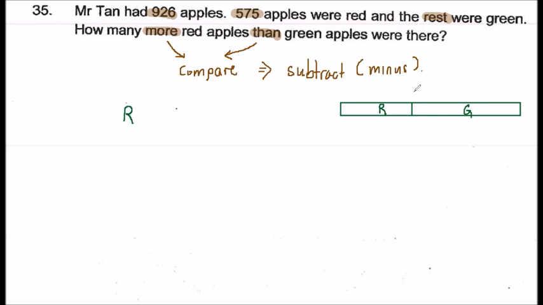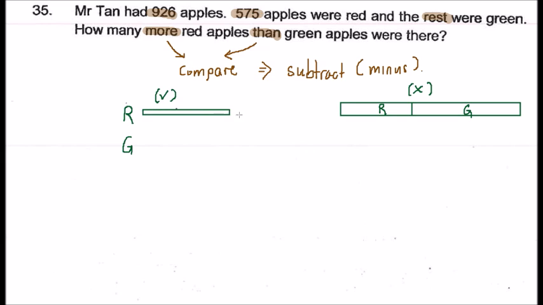Mr. O doesn't really like this model. You know why? Because you cannot compare. So what Mr. O likes is this. I will draw the red and the green side by side, up and down, so we can do a comparison. So red is about 575.